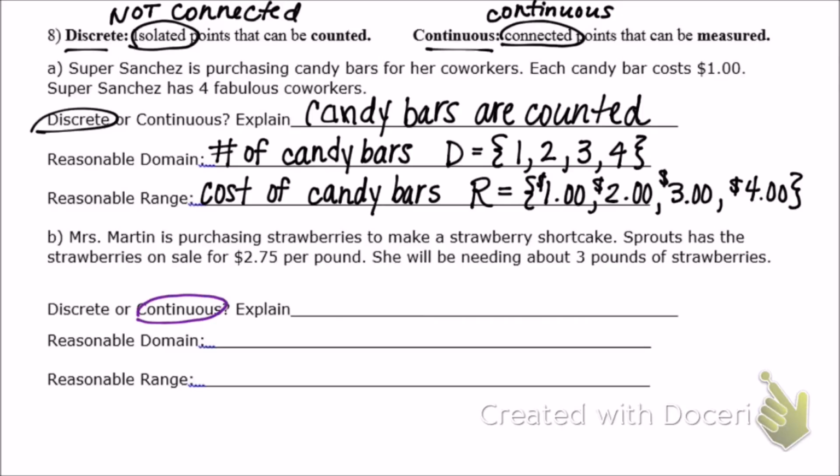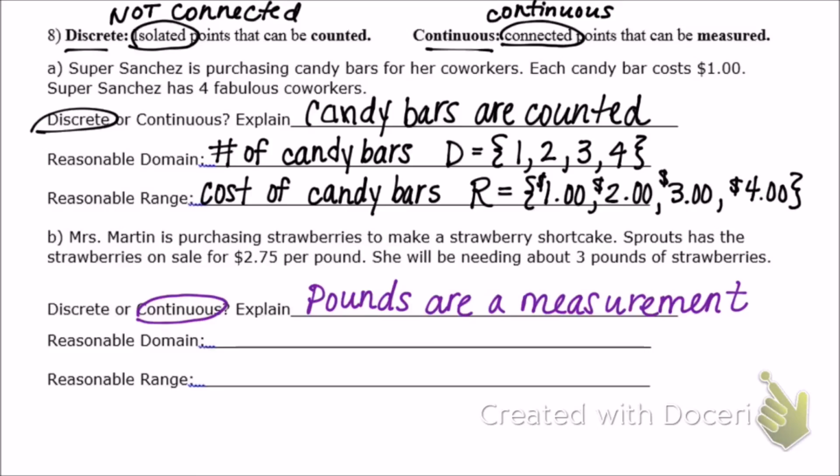So when she makes her purchase, she's actually going to be weighing her strawberries to see how much they weigh. And so because of this, pounds are a measurement. So we have to measure our strawberries, and pounds can be decimals, fractions. We can be in between 2 whole numbers and still have an amount of pounds. So we definitely want to say that those are a measurement or continuous.